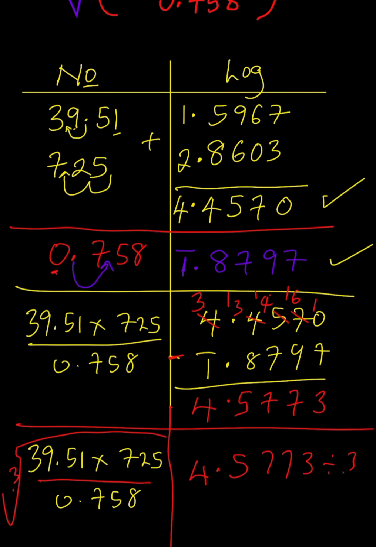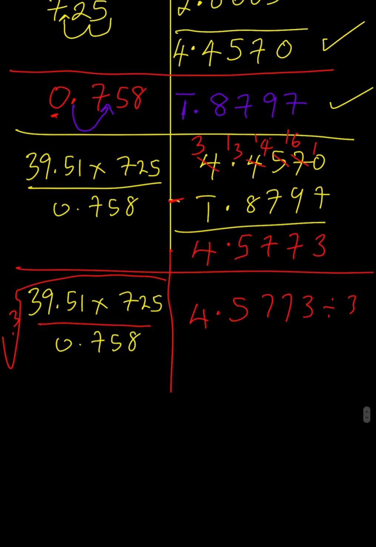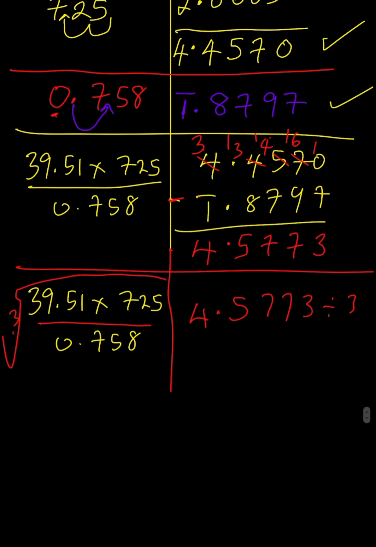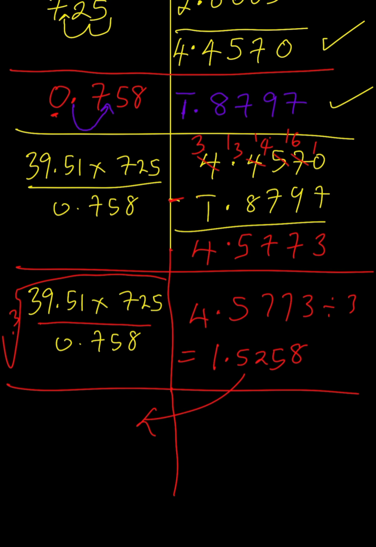So we are having 4.5773 divided by 3. We are dividing by 3 in the sense that this is a cube root. If it is a fourth root, we are dividing by 4, and so on and so forth. So we have 4.5773 divided by 3. When you divide by 3 to 4 decimal places, you have 1.5258. Then at this level, you have to calculate the anti-logarithm.